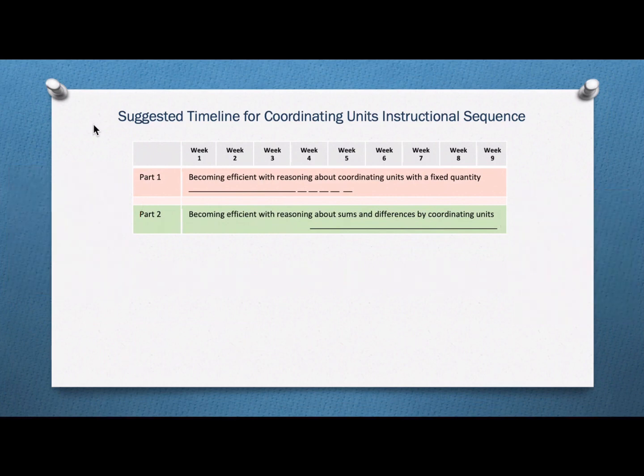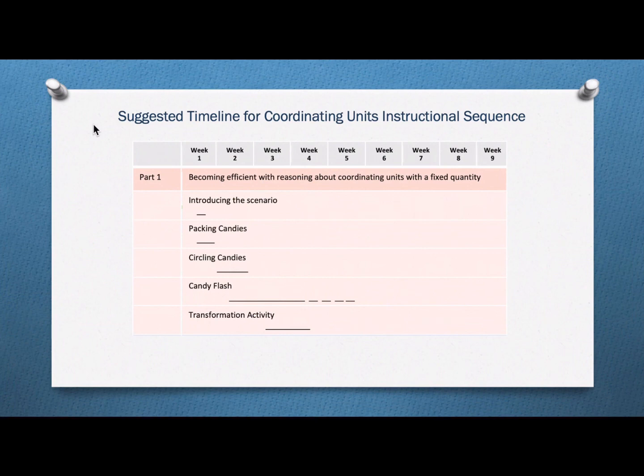Now let's take a look at the detailed timeline for part 1. There are 5 activities in part 1. They are introducing the candy shop scenario, packing candies, circling candies, candy flash, and the transformation activity. Some activities will be used only once or twice, while others will be used often. The overlap in the timeline indicates that we intend that some of these activities be used together within the same lesson. The scenario is introduced one time, but many teachers review it briefly for a few days to ensure that it is familiar to everyone.